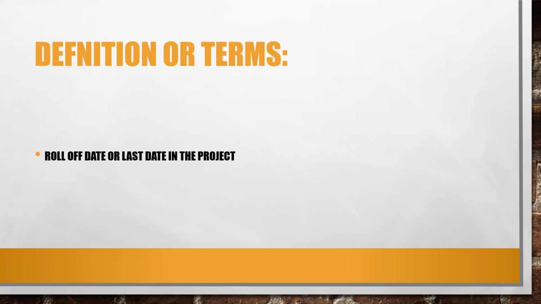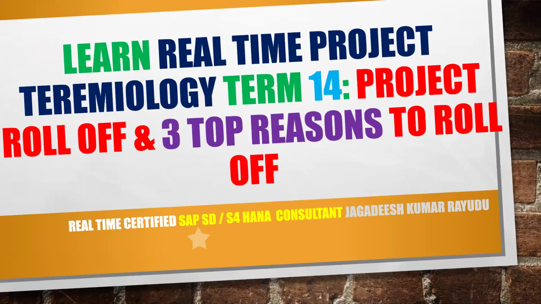And the third one is budget constraints. For example, they are paying you 25 to 30 lakhs as an SD consultant, but your project billing is not worth that; they are billing less than that. So even if you are skilled, they will smoothly say that they would like to take another resource instead of you. It doesn't mean that you are not skilled at all. These are the prime top reasons for roll off from the project.